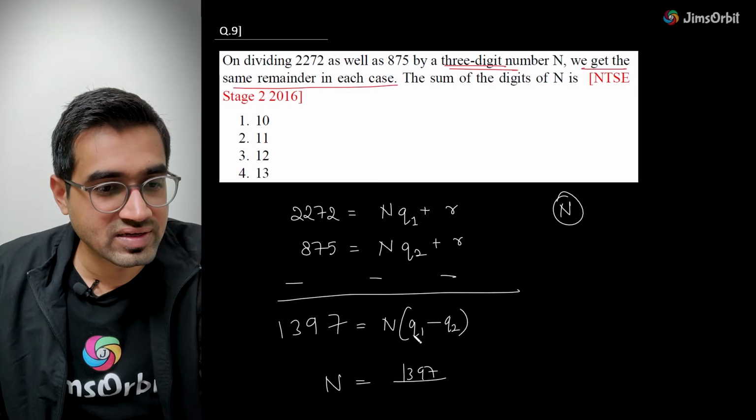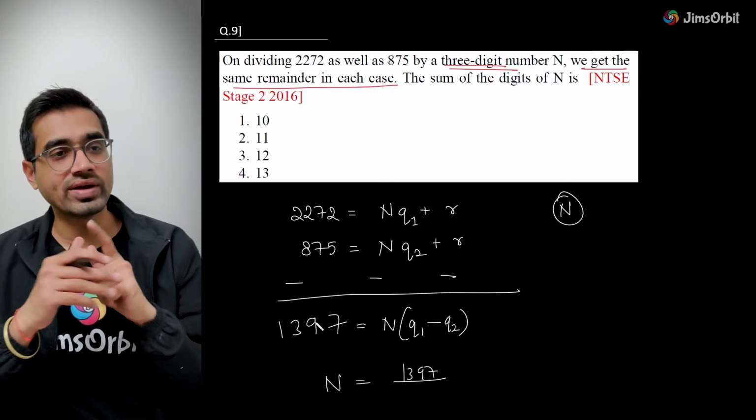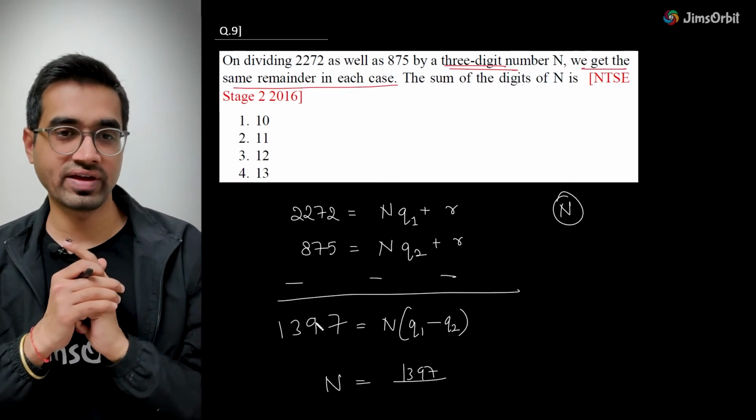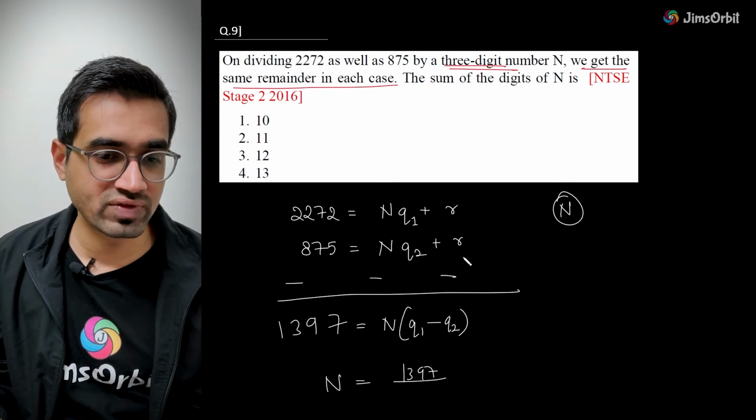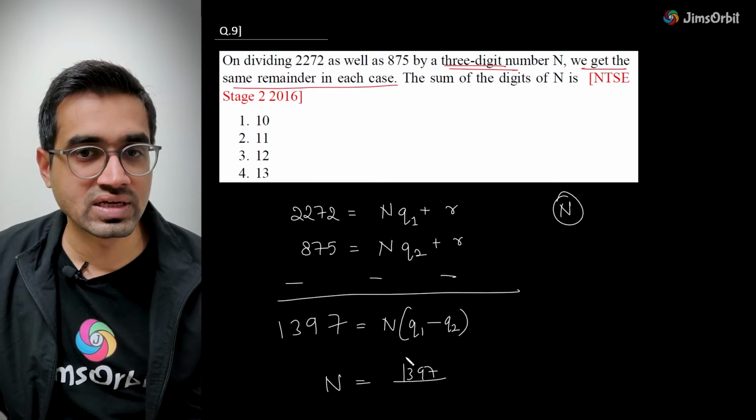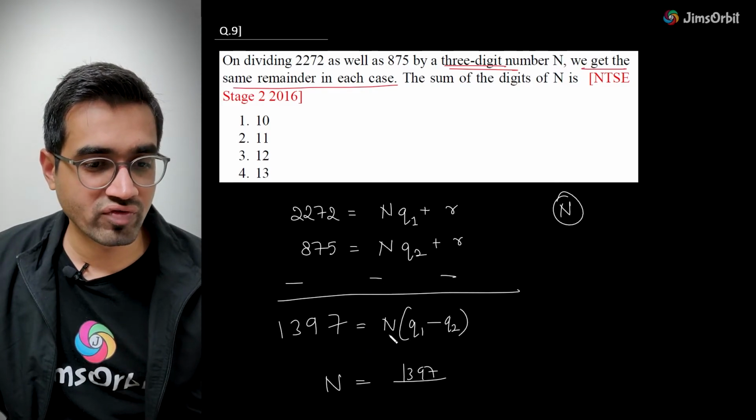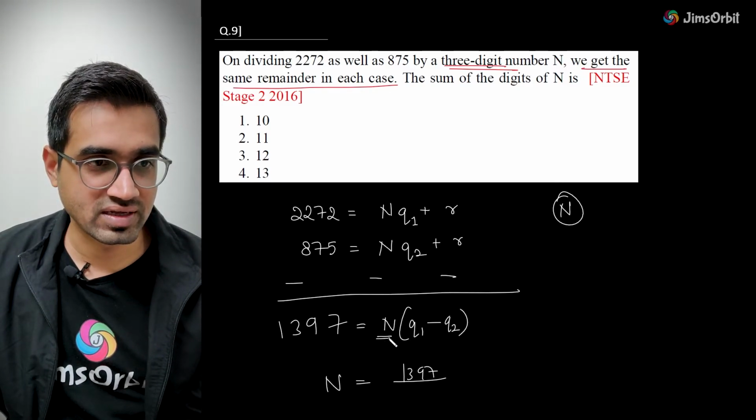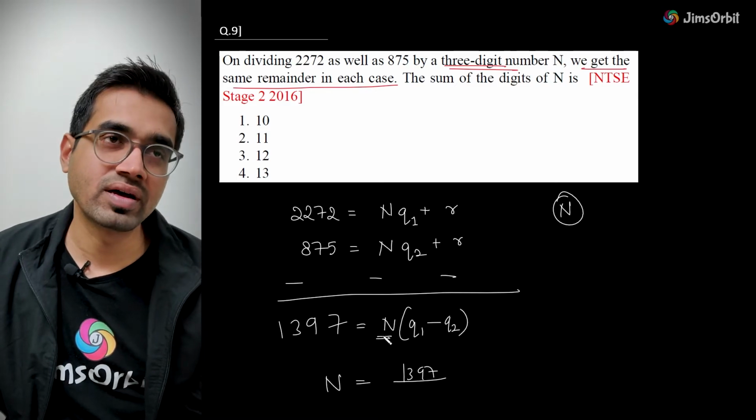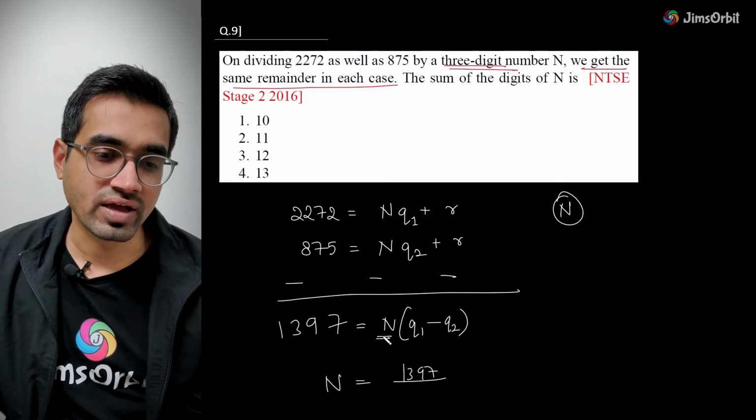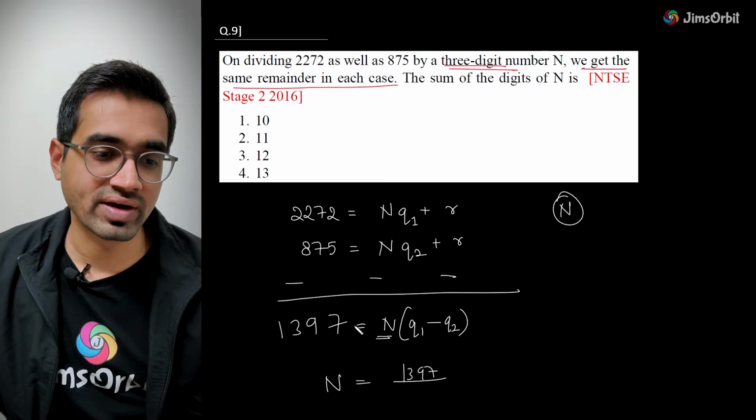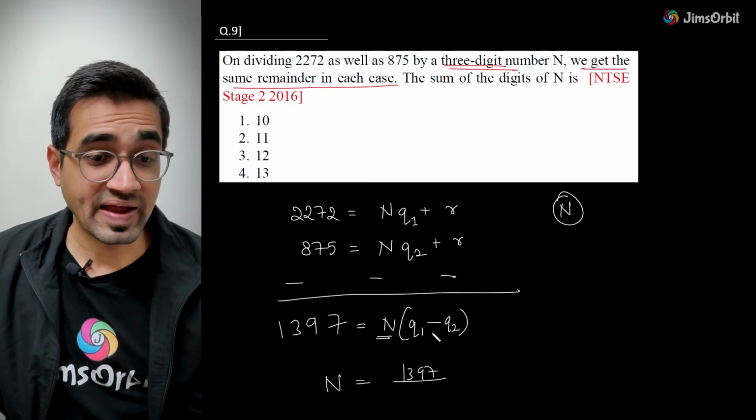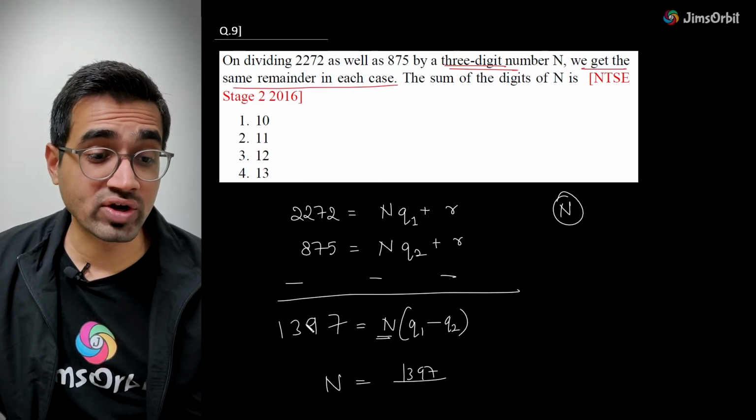On dividing 2272 as well as 875 by a 3-digit number n, we get the same remainder. Okay, I could remove the remainder. Now I found the situation. The sum of the digits of n is, okay, consider a number. This is a 3-digit number. So 400 into 3, 1200. And this is going to be our number which is going to divide completely.